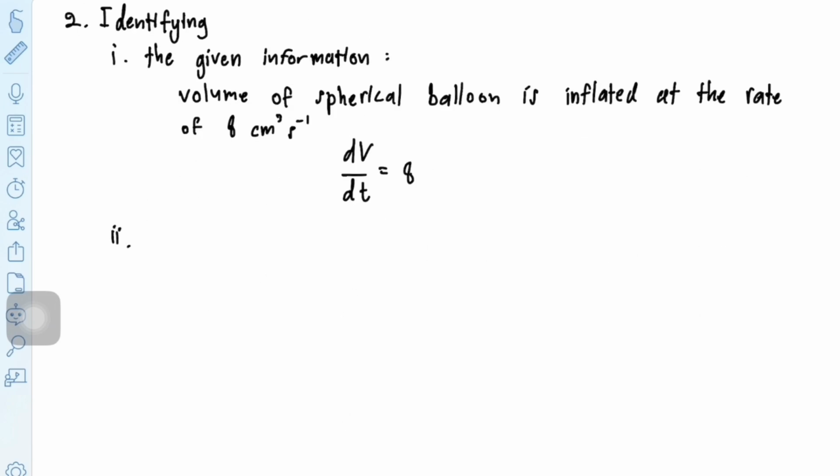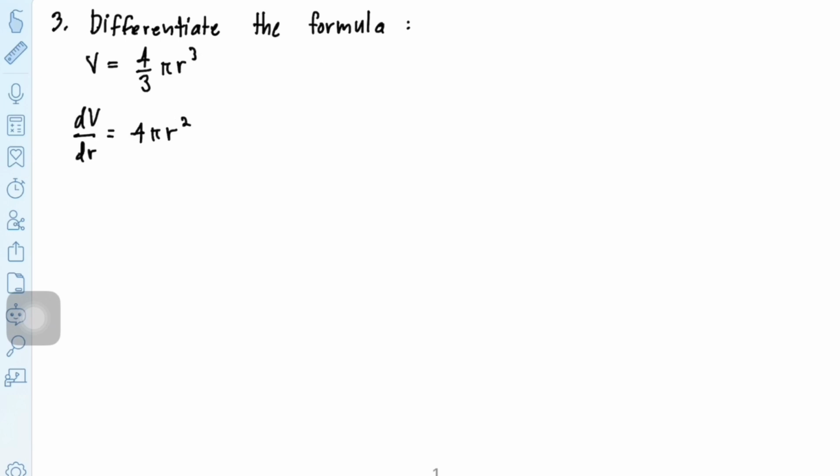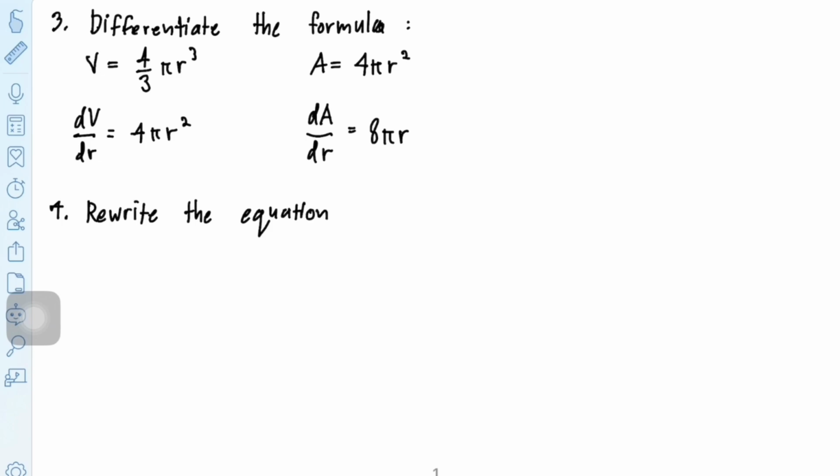Let's move to the unknown information. Find the rate of change of the surface area when the radius is 4 cm. So we will write it as dA over dt equals unknown, so we just put a question mark, and when the radius equals 4 cm. After we have successfully identified the formula to use for the sphere, we need to differentiate the formula. Then we need to rewrite the equation first, which is dA over dt equals dA over dr multiplied by dr over dV multiplied by dV over dt.